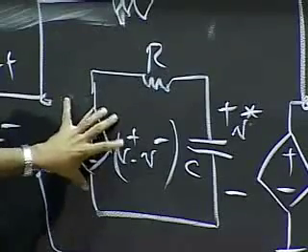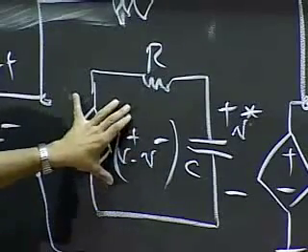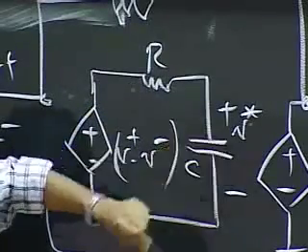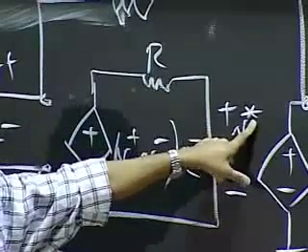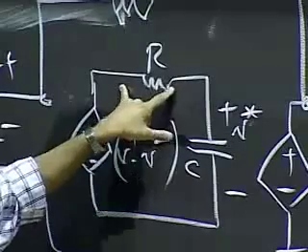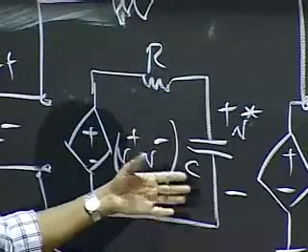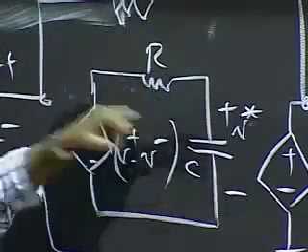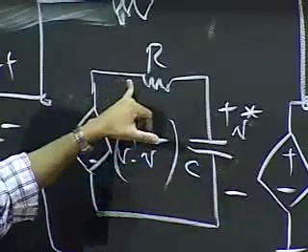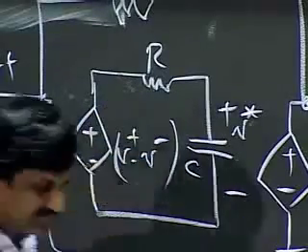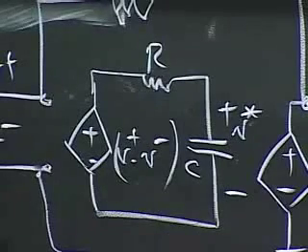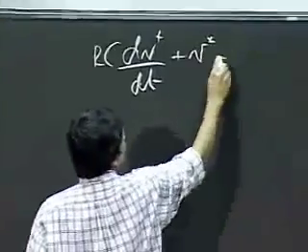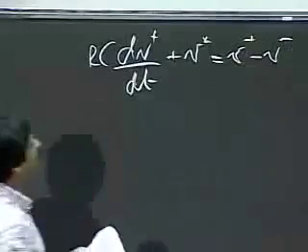Okay? So V plus minus V minus will be equal to the voltage drop across the resistor plus that across the capacitor. The voltage across the capacitor is V star. The voltage across the resistor is the current through the capacitor, C dV star/dt, times R. So V star plus RC dV star/dt is equal to V plus minus V minus.